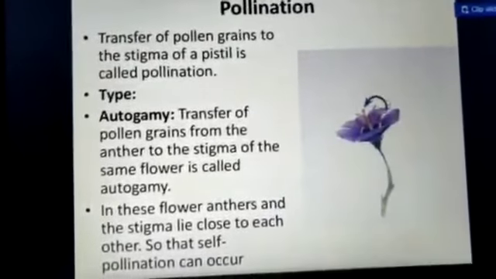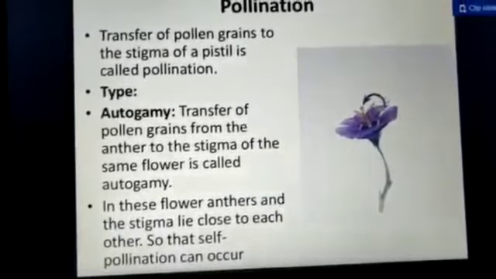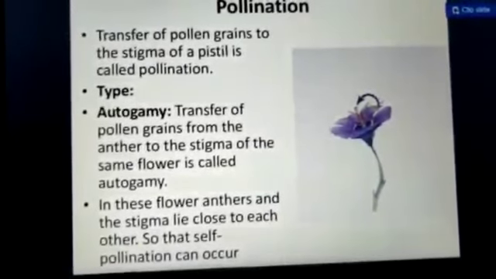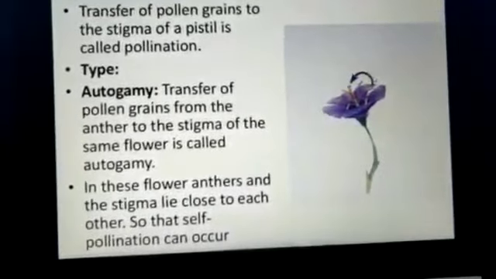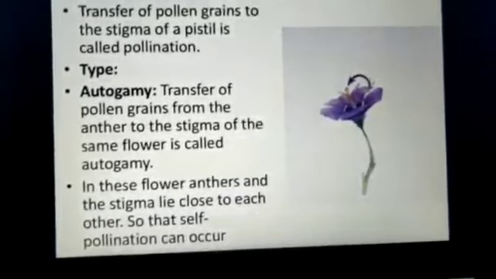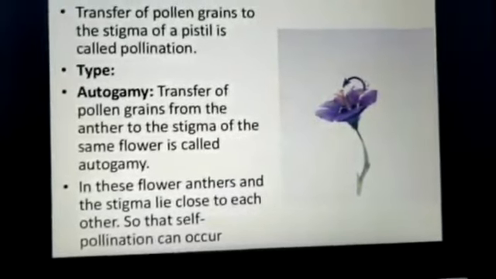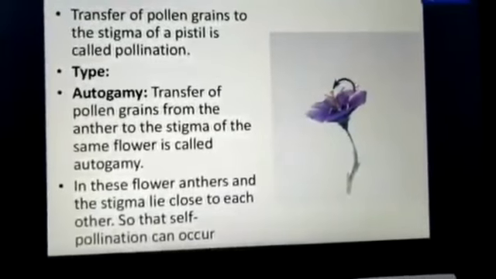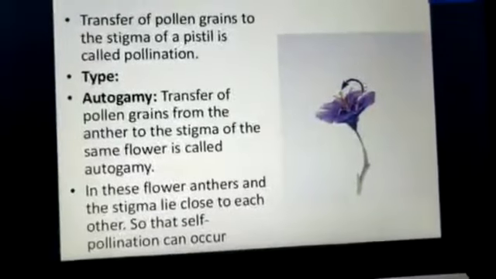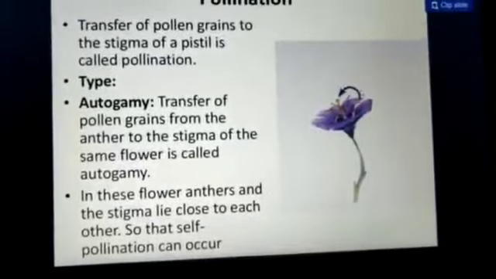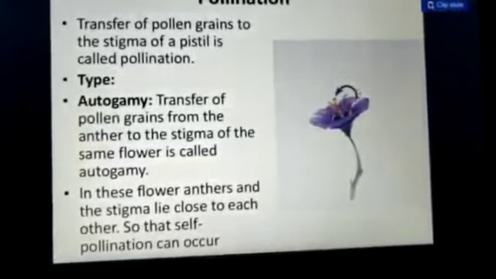Now, the process of pollination. Transfer of pollen grains to the stigma of a pistil is called pollination. Autogamy. Autogamy means transfer of pollen grains from one anther to the stigma of the same flower, or it might be in the same plant. So that is termed as autogamy.